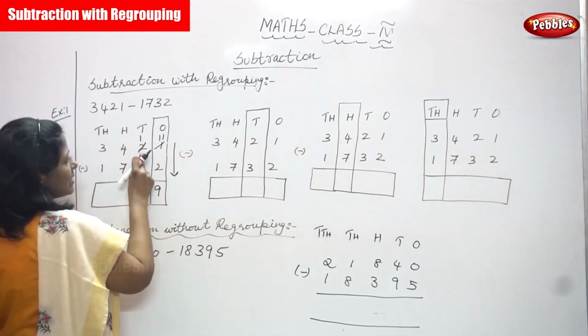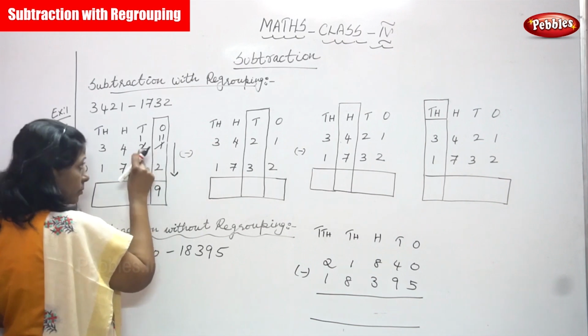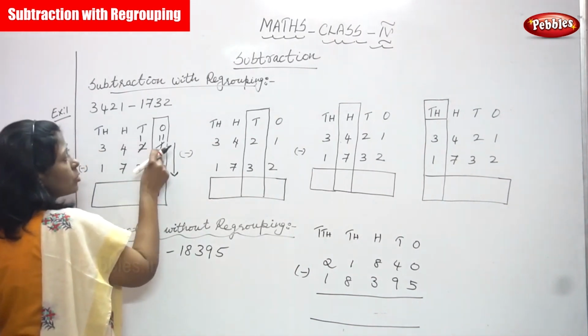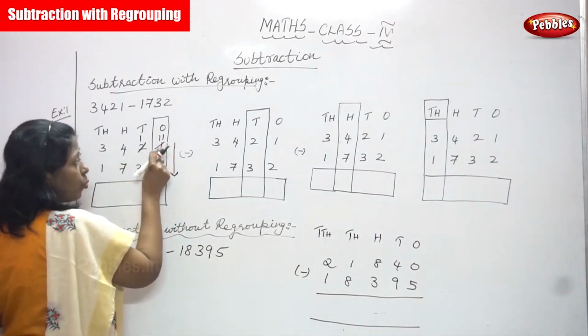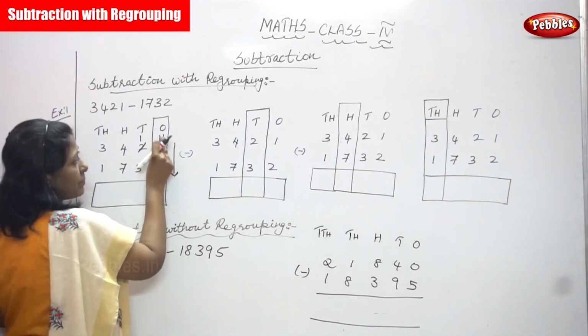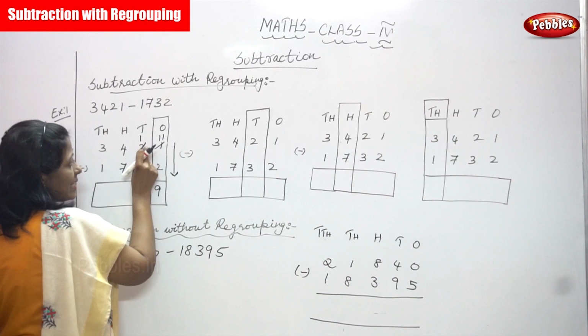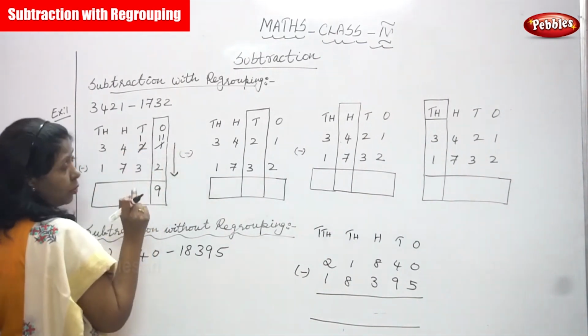What is the number in the tens place? 2. So you have to borrow 1 ten from here. This one becomes 11, because 1 is already here. I am borrowing 1 ten, so 10 plus 1 becomes 11. So cancel the 1 and write 11 here. This 2 becomes 1.